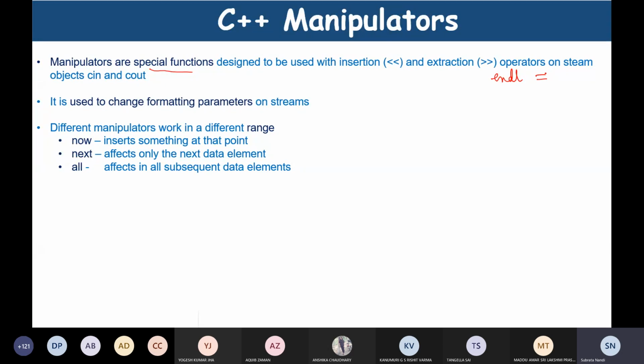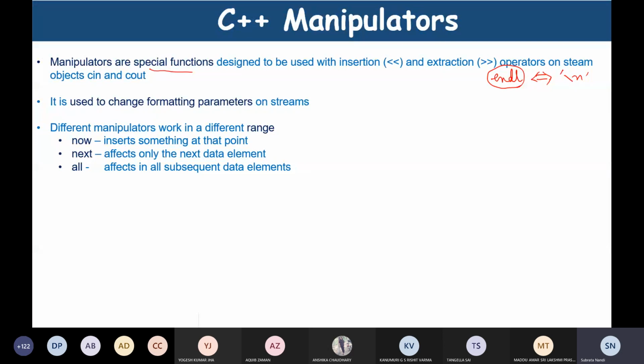This endl is equivalent to \n, right? So this takes the cursor to the next line. So in C++ we can use \n and also endl. \n is just a new line character, but endl is a manipulator. So we have used one manipulator. Now in this class we'll be talking about a few more manipulators, and we'll see how they are useful to display the outputs on the screen.